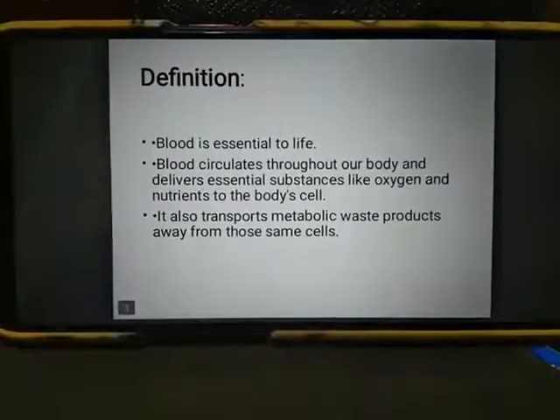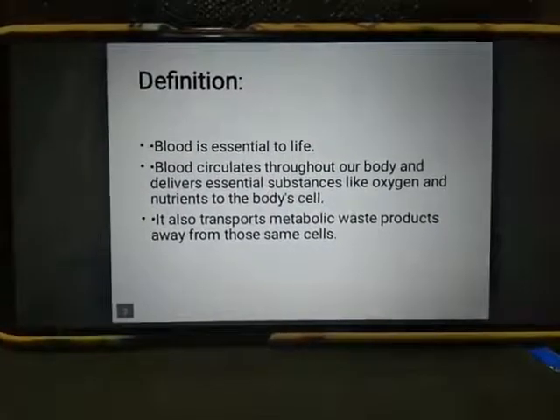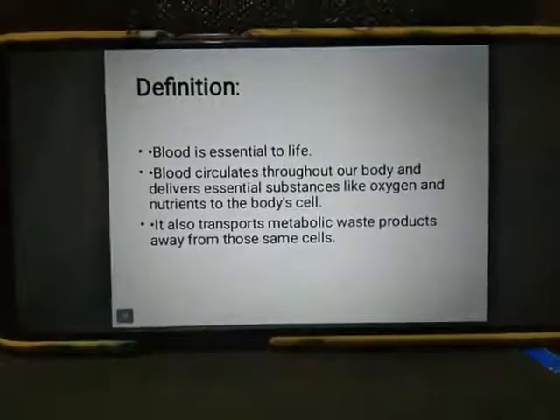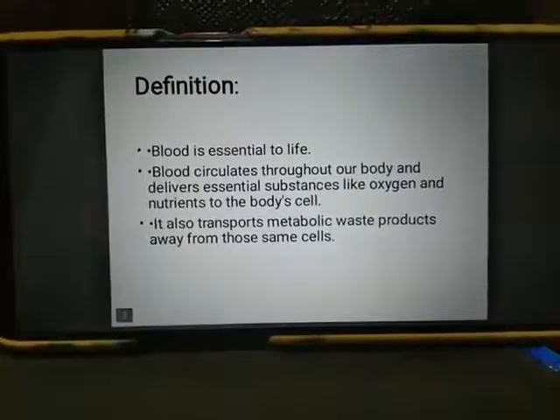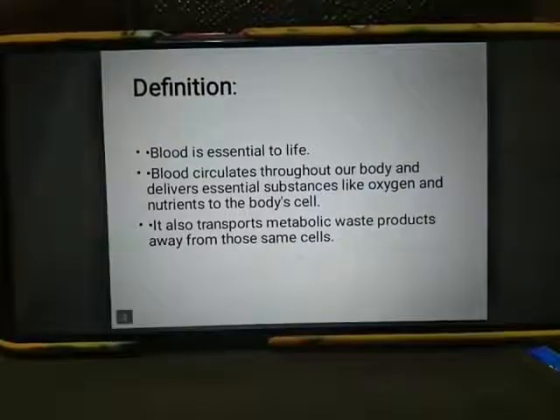There is no substitute for blood. It cannot be made or manufactured. Only generous donors are the source of blood for patients in need of blood transfusions.